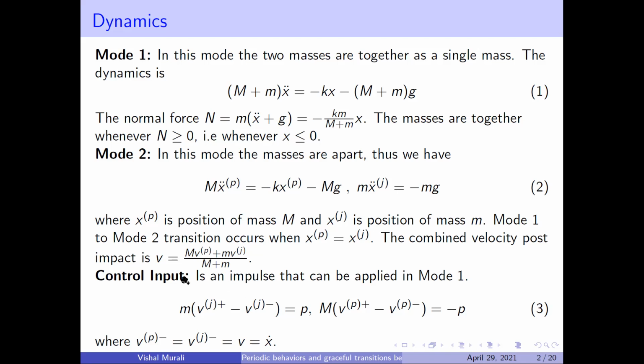The control input to this system is basically an impulsive kick that can be applied whenever the two masses are together. So in the ground phase, the jumper can decide when to kick, and can also determine what the impulsive strength should be.